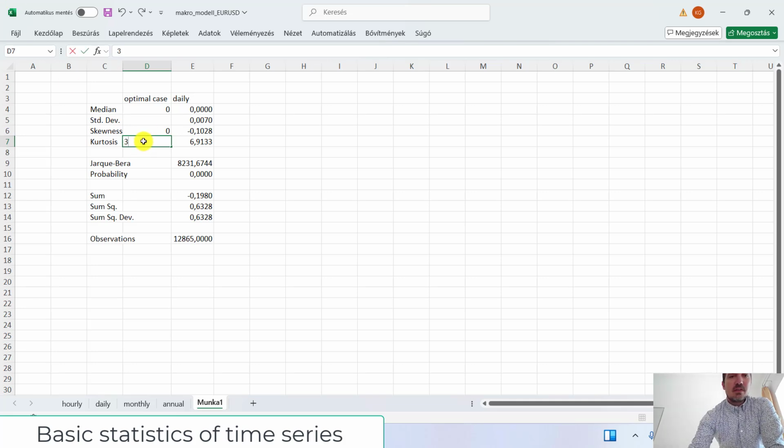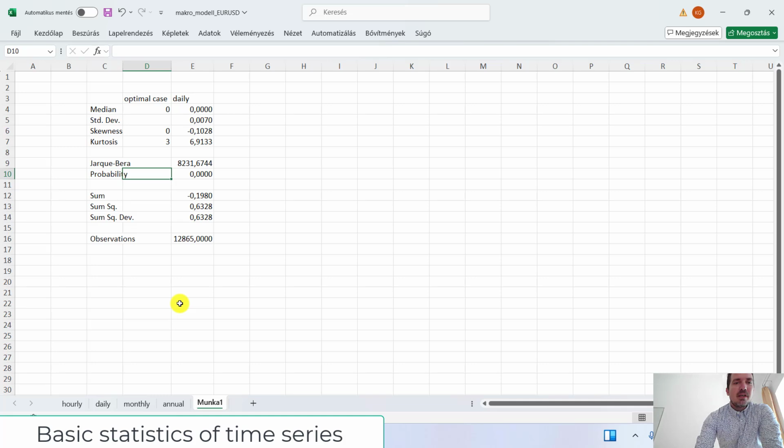And kurtosis is 3. So not many extreme changes within the data, which is good because after that we don't have to care about outliers. Not at all, and they will not infest the model.